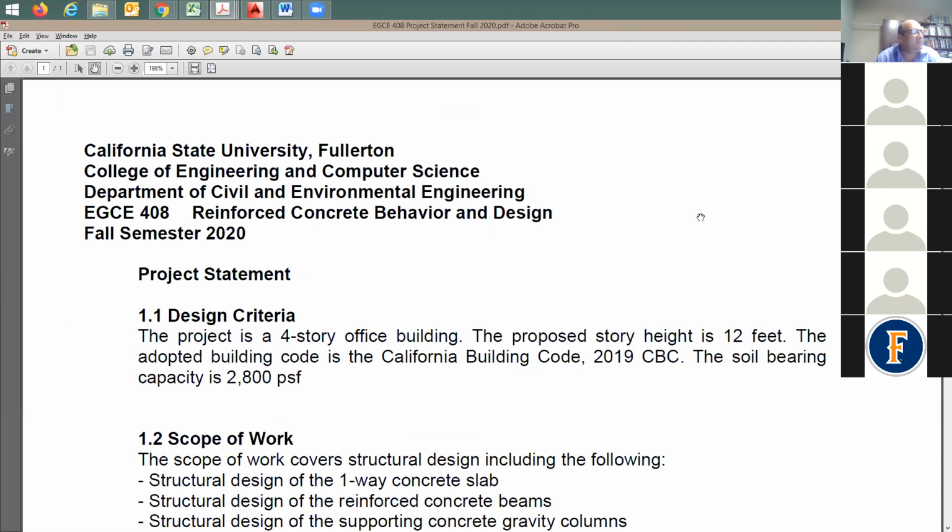Okay. I have also this project statement. By now you should have it. This is an office building. It has 4 stories. The story height is going to be 12 feet. The code is going to be the 2019 California Building Code. Soil bearing capacity, because eventually we're going to do foundation design in the future, is 2,800 pounds per square foot. This is going to be the soil itself.